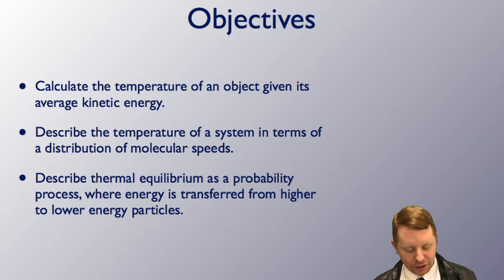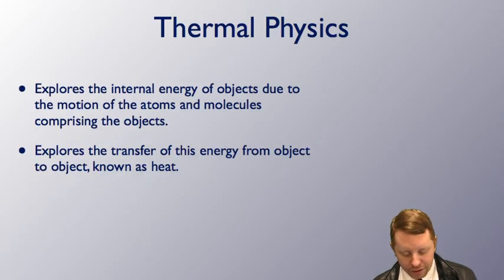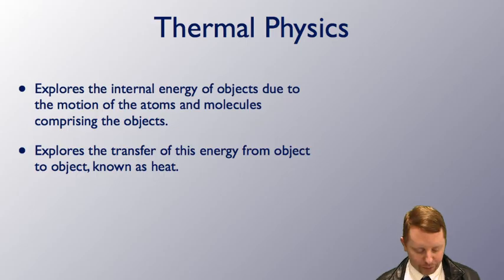Our objectives are to calculate the temperature of an object given its average kinetic energy, to describe the temperature of a system in terms of a distribution of molecular speeds, and finally to describe thermal equilibrium as a probability process where energy is transferred from higher to lower energy particles on average. So, let's start talking about thermal physics.